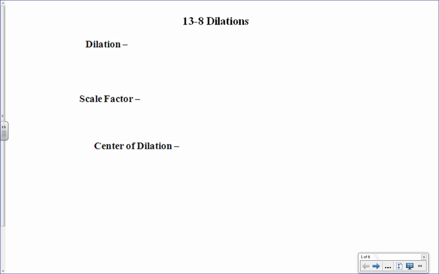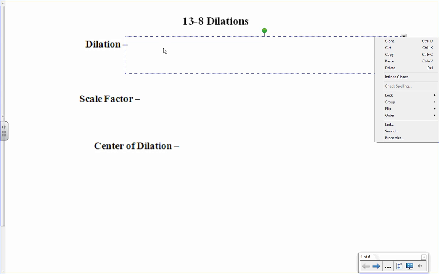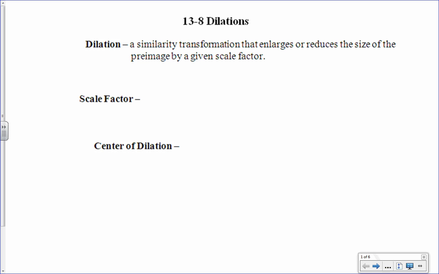A dilation is actually what would be considered a similarity transformation that either enlarges or reduces the size of the pre-image by some given scale factor. And I think it's helpful to think of this as we're looking at a lot of times distances or lengths. So take a second to get that down. Probably the key words there are similarity transformation, but it does transfer. It moves or maps points from one place to another, and it either is going to enlarge or reduce the size. Notice it doesn't say anything about the shape.